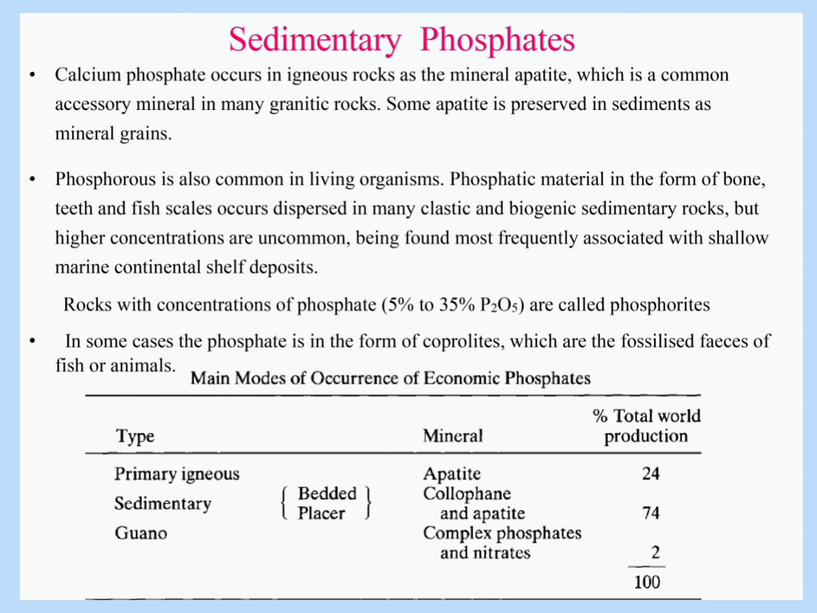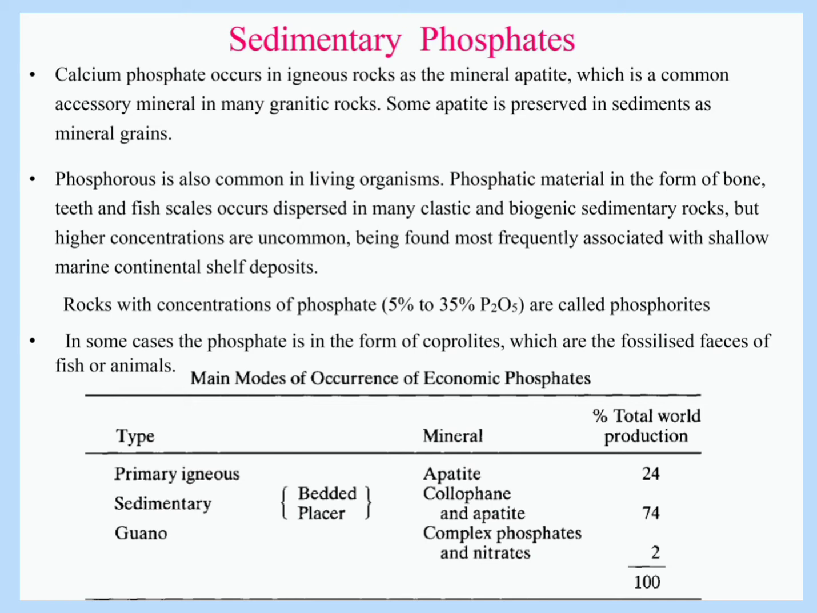Now the sedimentary ones occur in bedded and placer forms, which are colophane and apatite, and they contribute towards 74% of the world's production. And another one is guano, which is a complex of phosphate and nitrates, and that only contributes about 2%. Now you know that colophane and apatite are the phosphate-bearing minerals. So this one is important, and sedimentary phosphates have the high abundance.